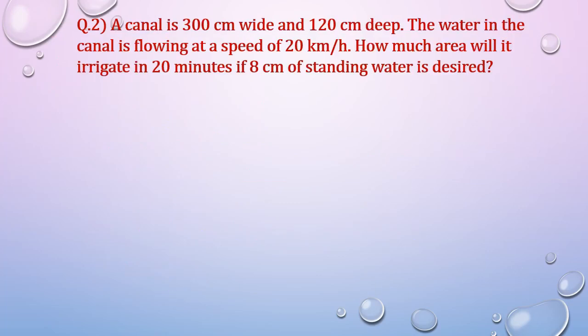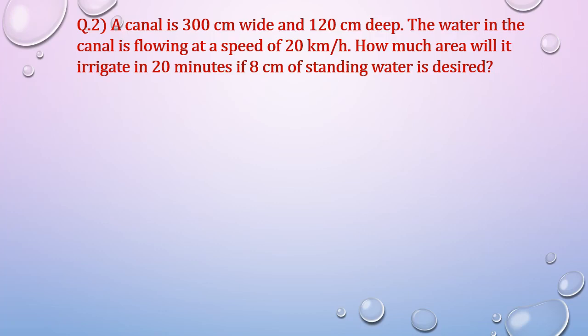A canal is 300 cm wide and 120 cm deep. The water in the canal is flowing at a speed of 20 km per hour. How much area will it irrigate in 20 minutes if 8 cm of standing water is desired?